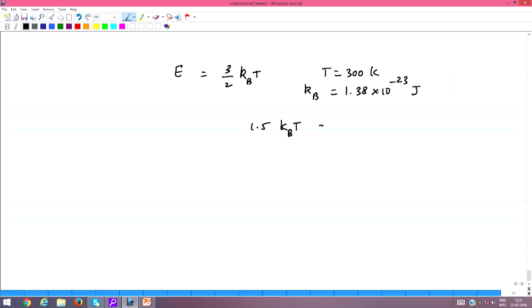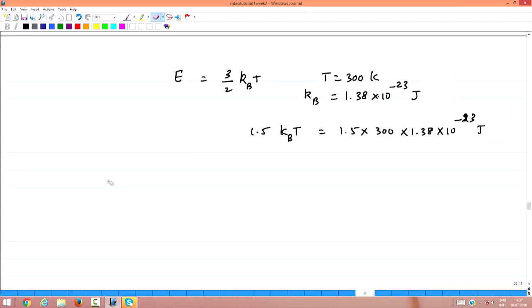and it is 1.5 times 300 into 1.38 into 10 raised to minus 23 joules. This is the E, and this E is given by h square by 8 m L square n square, and that is 3 by 2 kBT. Therefore, to evaluate the n, let us do what is called the order of magnitude. I do not want to do exact computation, but I will simply give you the orders.